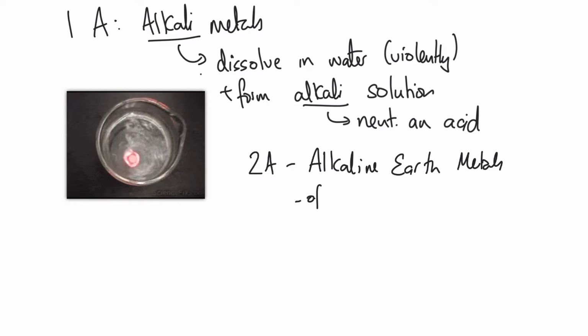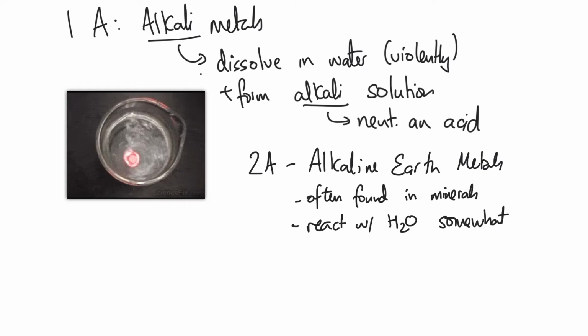So they're often found in minerals or earths. These earths, for many years, were not thought to be possible to separate into anything simpler, but it turns out that you need to pass very large electrical currents through them at very high temperatures, and you can break them down and extract those alkaline earth metals from them. And they do react with water, H2O, somewhat vigorously. So they're not violent, but they certainly do bubble.